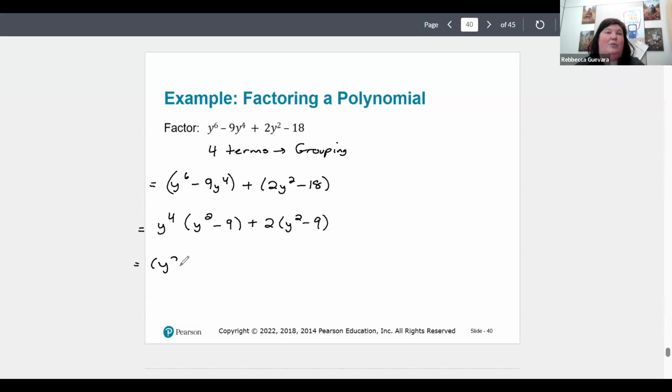So if I take out y squared minus 9, I'm going to be left with y to the fourth plus 2. So when you have binomials, we want to see, do I have a difference or a sum of cubes, which I don't? And then do I have a difference of squares? And yes, I do have a difference of squares.